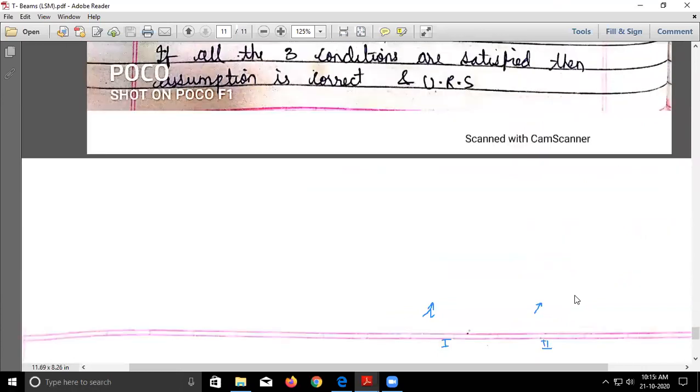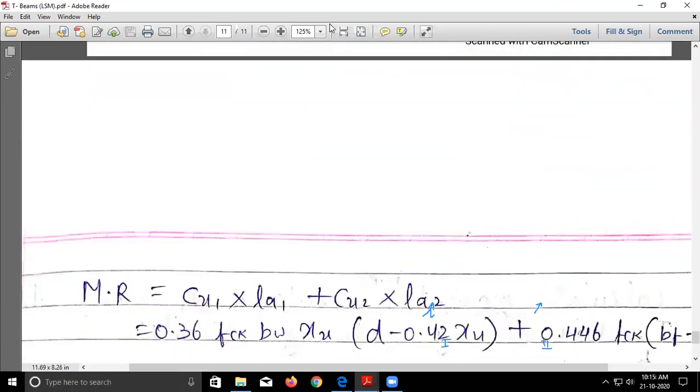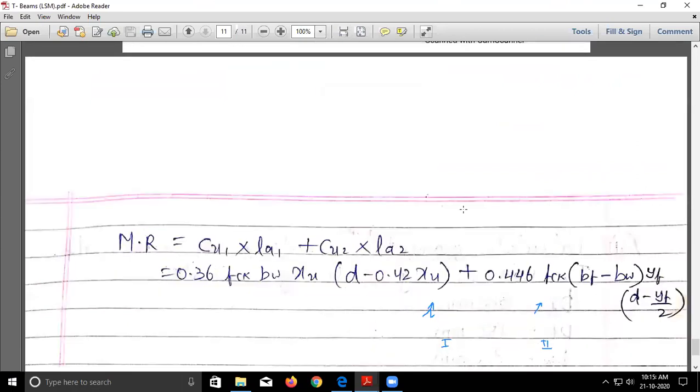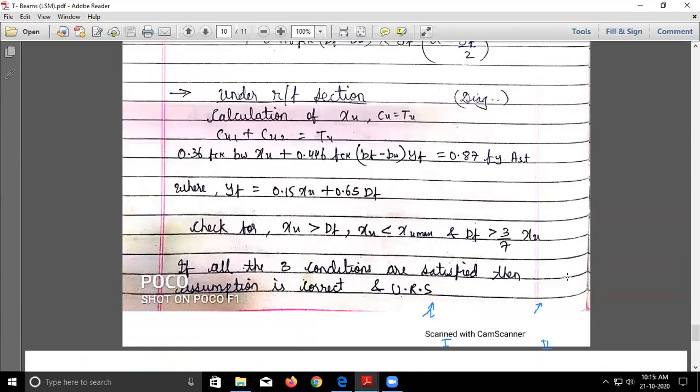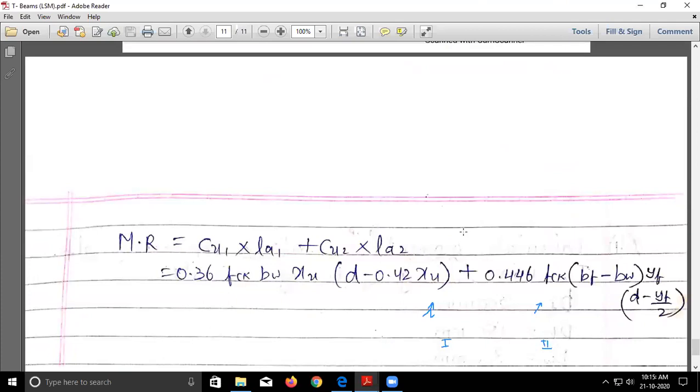So now let us see इसका MR का इक्वेशन क्या हो जाएगा. ठीक है, इसका MR का इक्वेशन सिंपल अगेन. MR is given by Cu1 into lever arm 1 plus Cu2 into lever arm 2. So 0.36 FCK BW into XU into D minus 0.42 XU plus 0.446 FCK BF minus BW into YF, ठीक है, into D minus YF by 2. तो सेकंड केस और थर्ड केस का सेम ही है. The only difference is in place of DF it will be YF, and YF is given by what? 0.15 XU plus 0.65 DF. Is this clear, everyone?